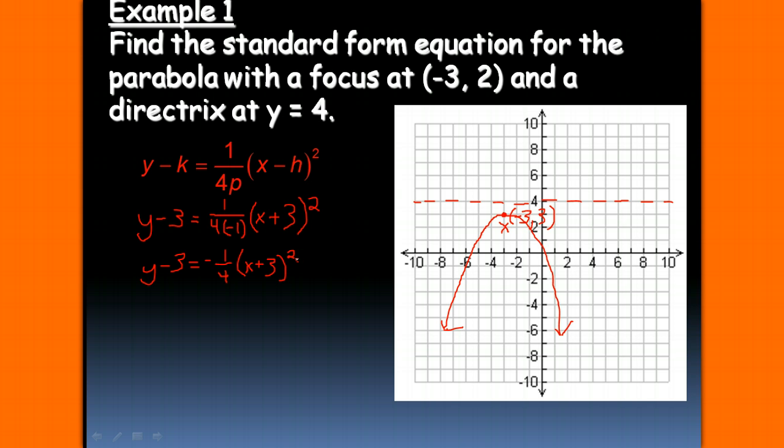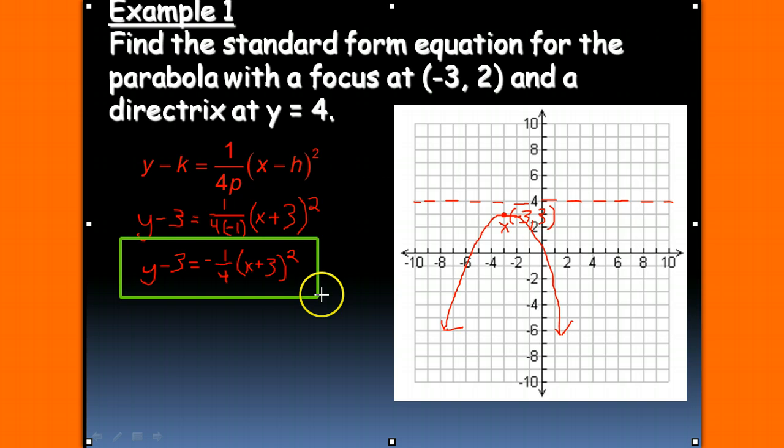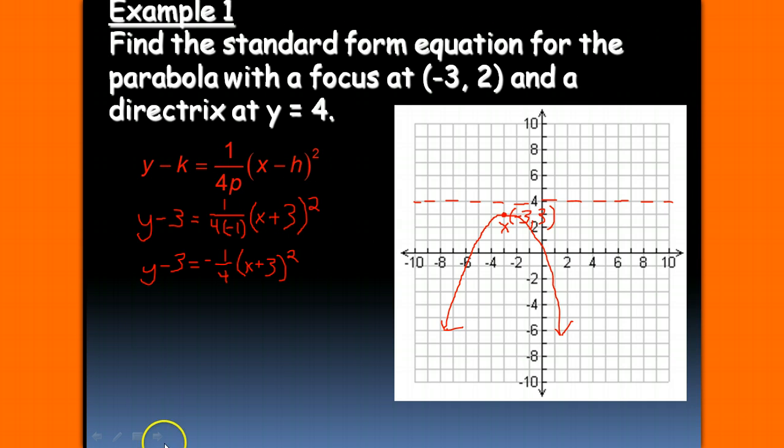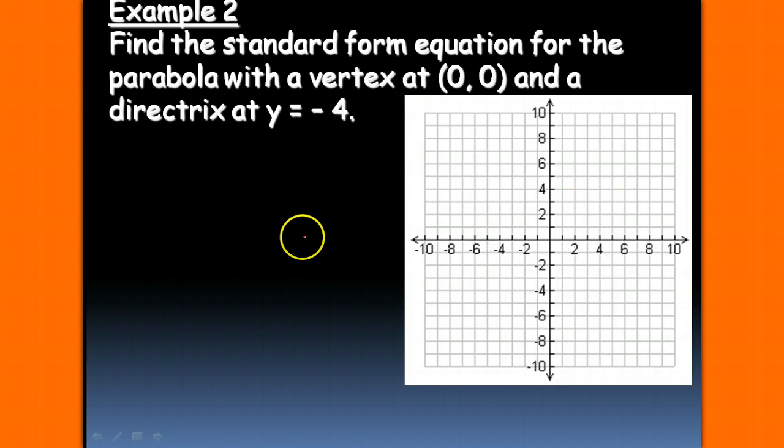All right, so now we have our standard form equation, which would be our answer right there. Okay, so it's not too bad. Once we find the vertex and either the directrix or the focus, it's not too bad of a process. Okay, so now let's go ahead and move on. So we're going to go ahead and do example 2.